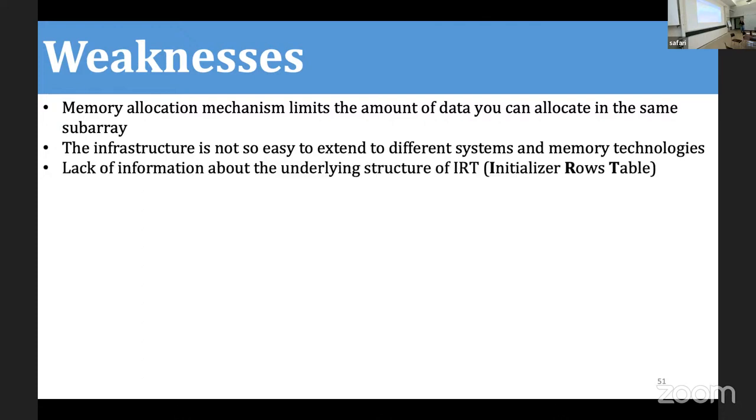So that's great. And then the third one, because I wanted to find one, is the lack of information about the underlying structure of IRT. So basically, we have three data structures, and for two of them, they provide how the data structure actually is and not just how it's working. And then for IRT they are just saying how it's working and it's confusing here.